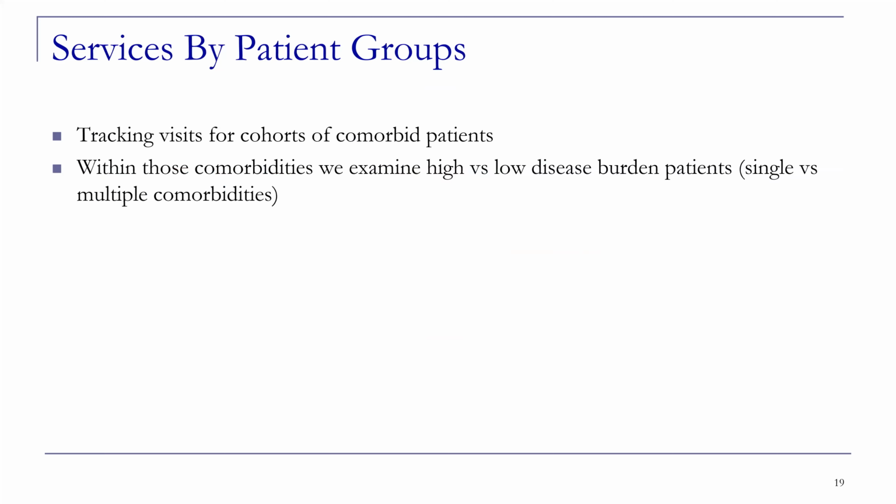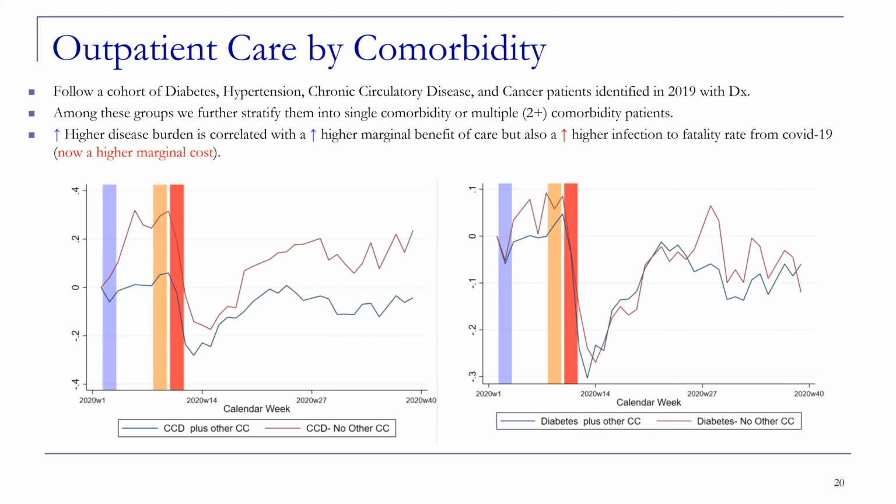Okay, so now I'm going to try and do this by patient groups. So what I'm going to do is define groups of individuals that have comorbidities in 2019. Take the diabetics, the hypertensive patients, the chronic circulatory disease, the cancers, and follow them over time to see what happens to their visits. I'm not going to show all the plots here, but one interesting thing is that if you look within a disease group by disease burden, you may find interesting trends.